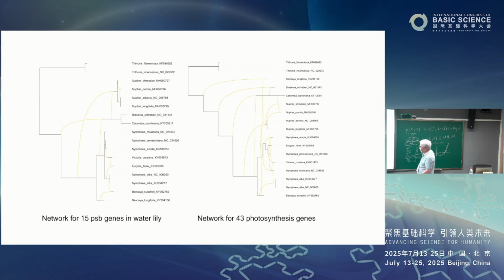So this is some network inferred from real biological data. There were 15 chloroplast genes in the water lily grass. We infer this kind of network model. But this one is for the 43 chloroplast trees. There you see it is more complex than this.